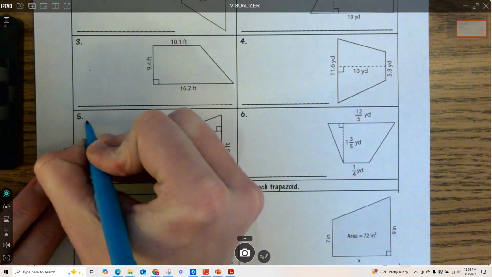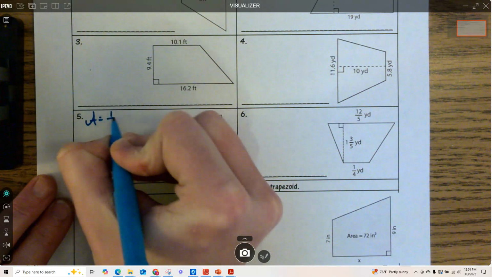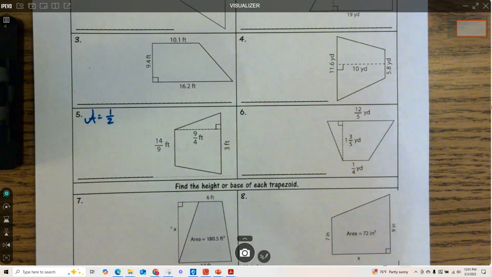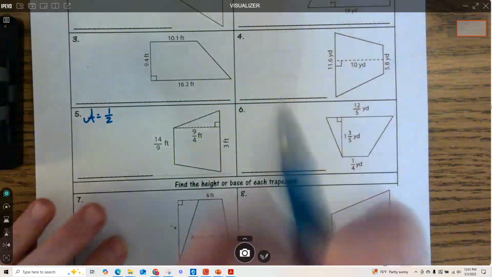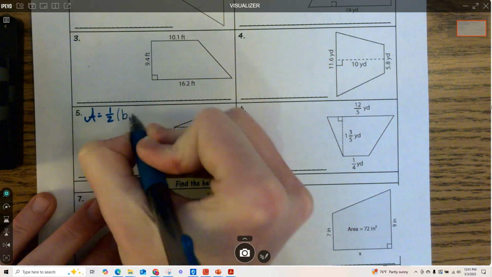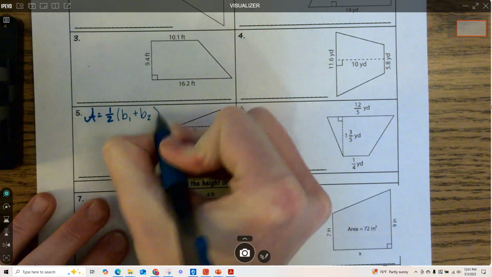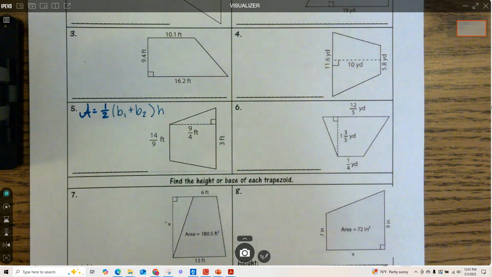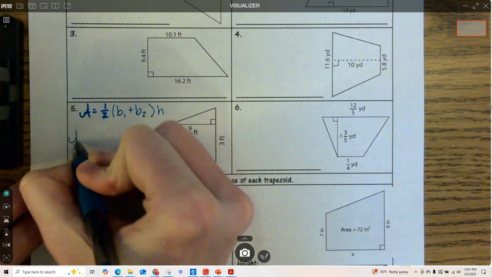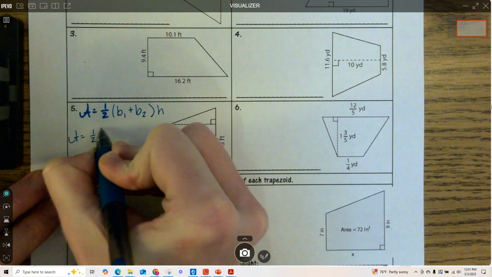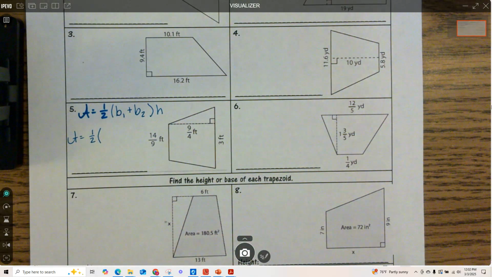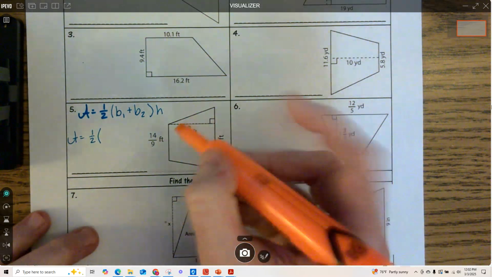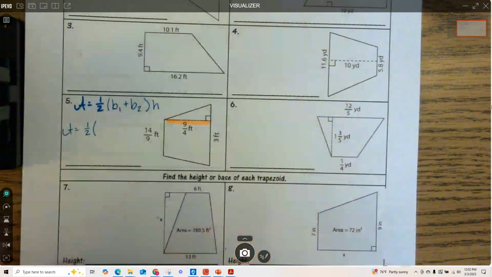So our formula is A equals 1/2. Let me switch pens so I can write smaller. Base 1 plus base 2 times the height. We just put pieces in the right places. That's all we have to do. Which measurement is our height? Okay. So 9/4, that's my height.